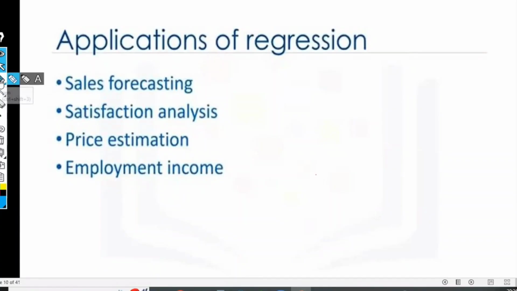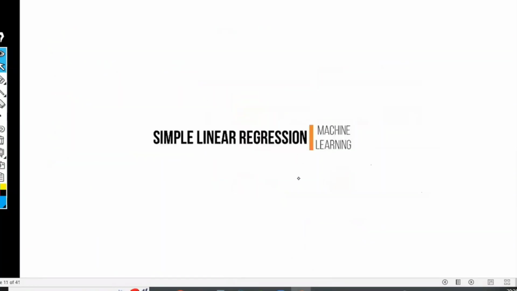Regression is applicable only for cross-sectional data, not for time series data. For time series data, we have to do a separate analysis called time series analysis. Okay. So only for cross-sectional data, irrespective of time, we can apply regression. Right? Now, let us start with the first one, called simple linear regression.